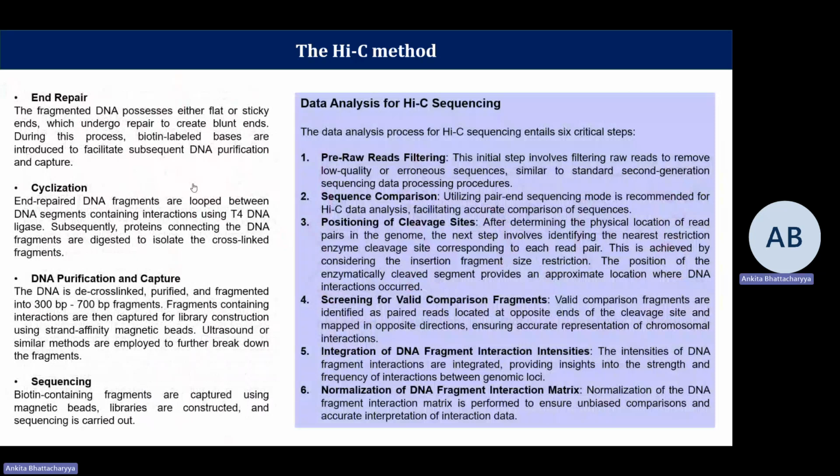So when we talk about the Hi-C method, what do you get as your output? Your biotin-containing fragments have now been sequenced, and now the sequencing data needs to be analyzed. So what steps does it undergo? First, of course, you do a quality control check. You filter out those low quality reads. You filter out any errors, any anomalies, similar to standard second generation sequencing data processing procedures.